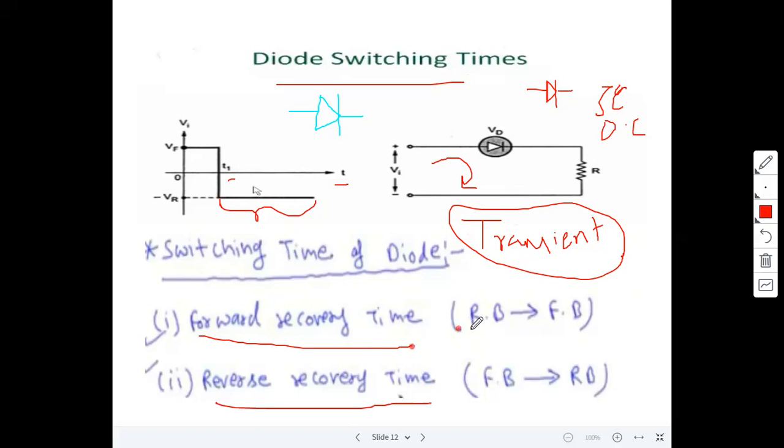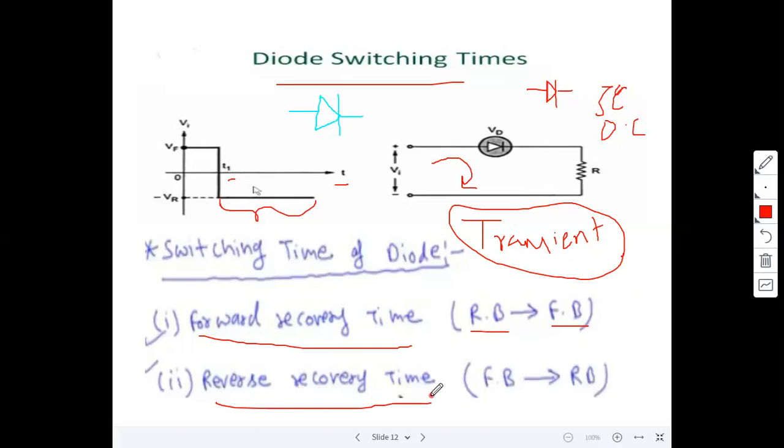What is meant by forward recovery time? Already the diode is operated in reverse bias. Suddenly we apply forward voltage to the diode, then it will enter into forward bias. But how much time will it take to enter from reverse into forward bias? All these timings are in nanoseconds only, very, very small. But the behavior is transient, right? For accurate measurement and analysis, we must consider the diode switching delay for accurate timing applications.